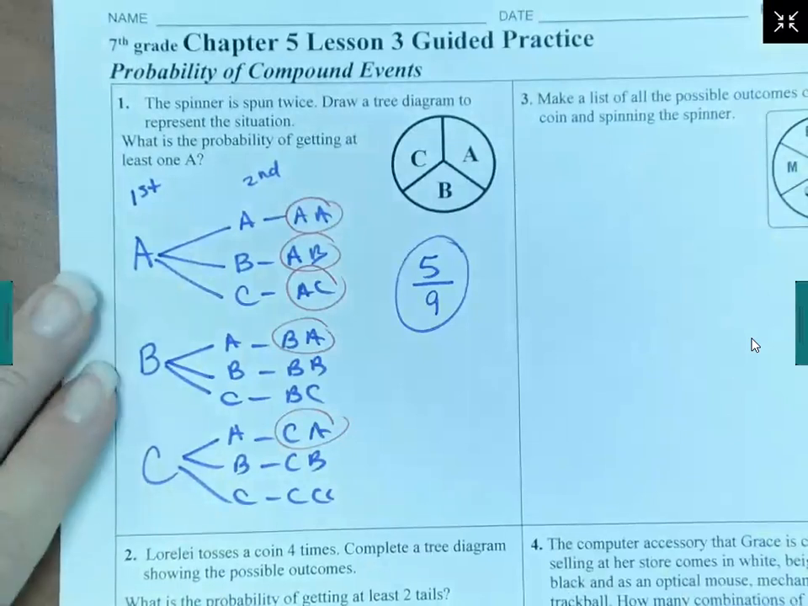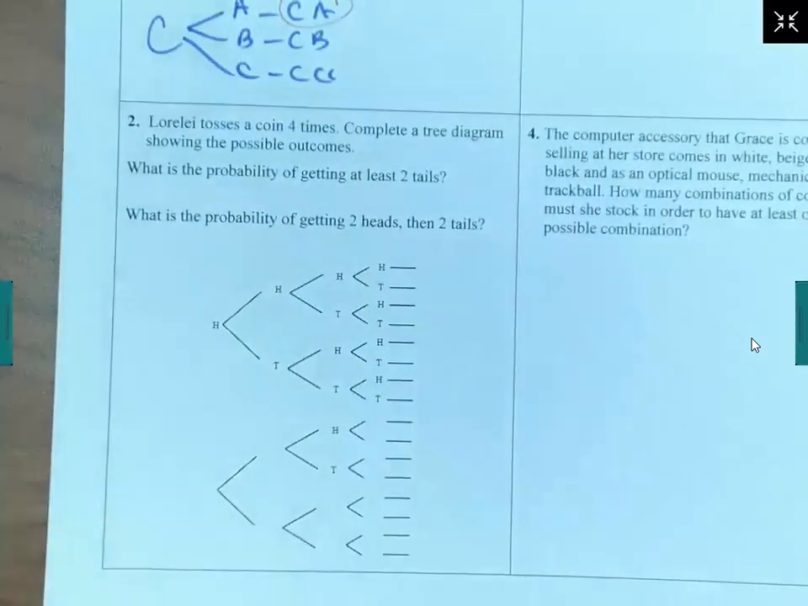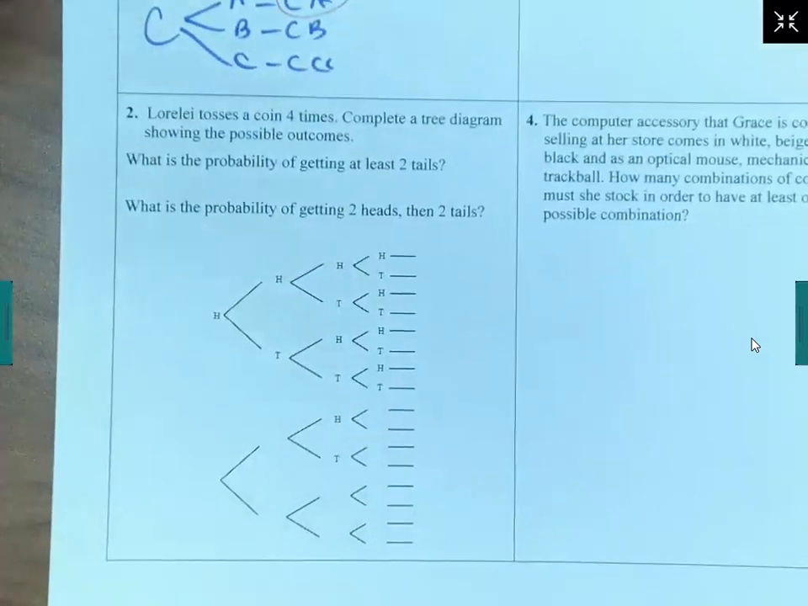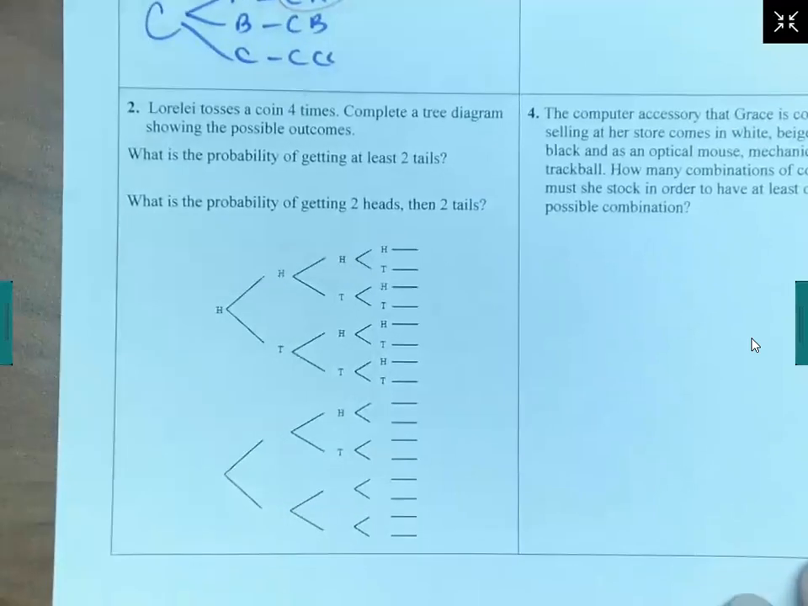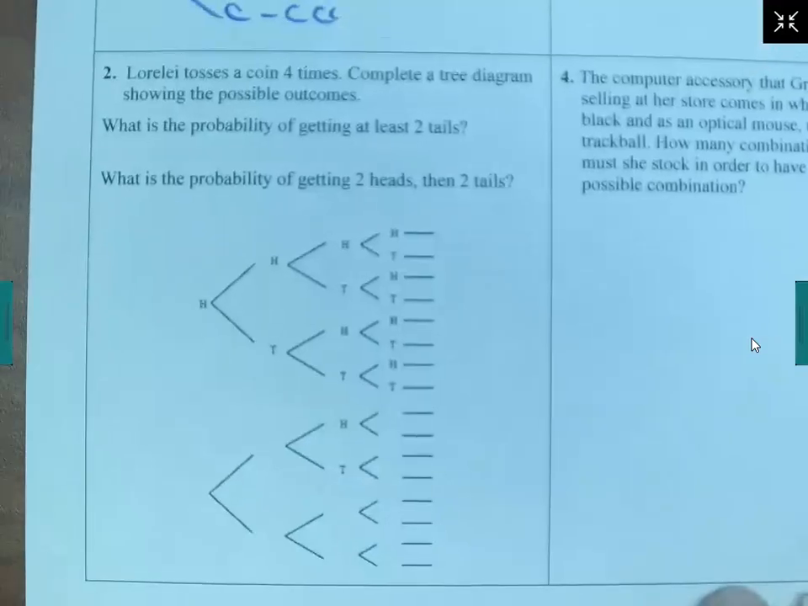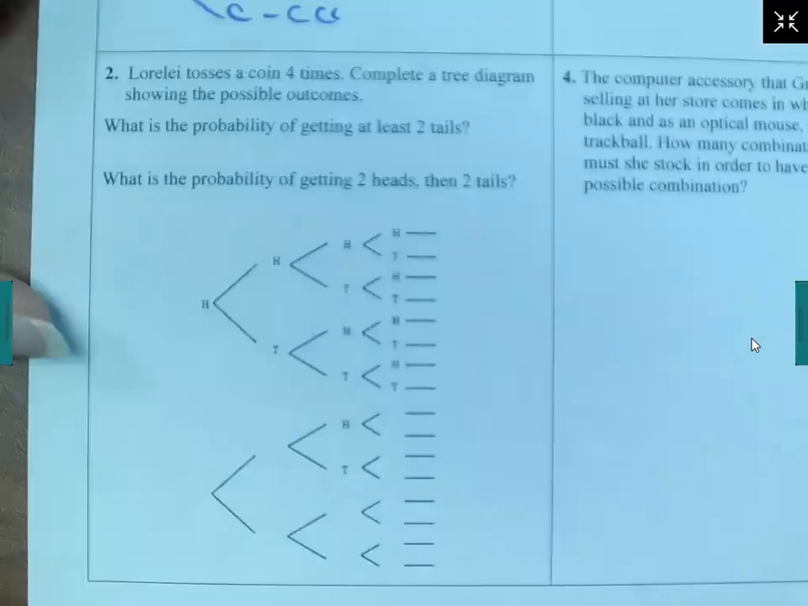Okay, on your worksheet, number 2, this is on the back of your notes. See it? You can just fill it in there. You don't have to try to write it twice. Number 2. Christian, read number 2. Draw a tree diagram showing the possible outcomes. What is the probability of getting at least 2 tails? What is the probability of getting 2 heads and 2 tails?